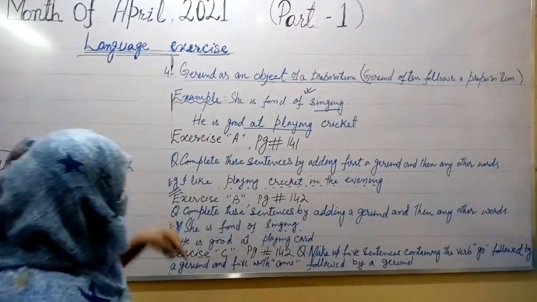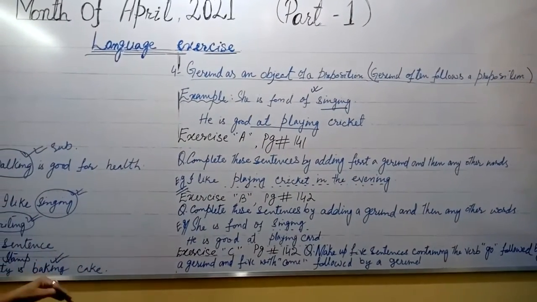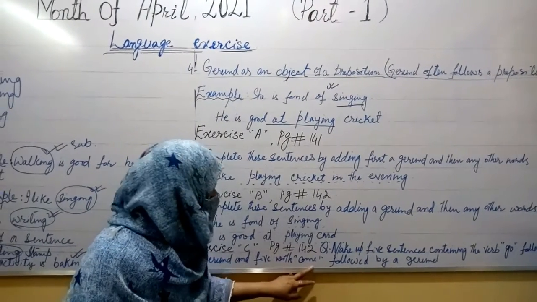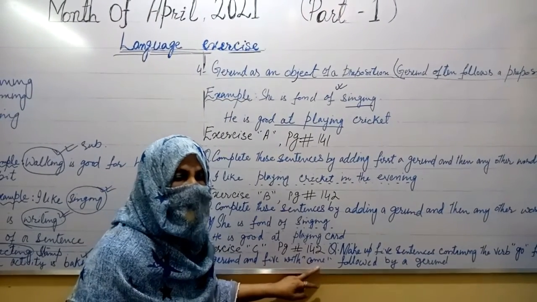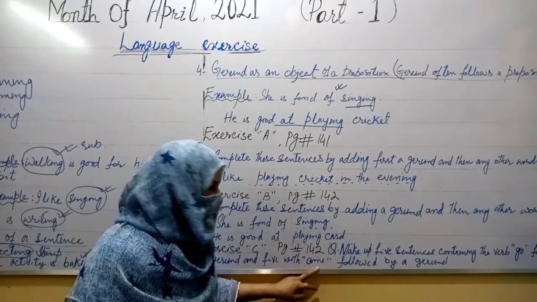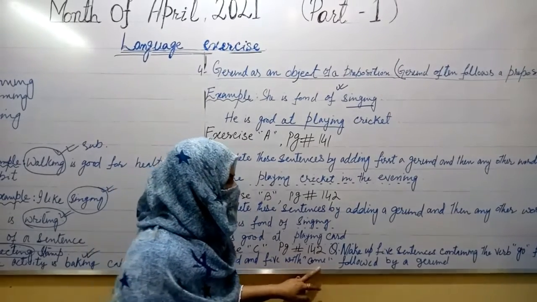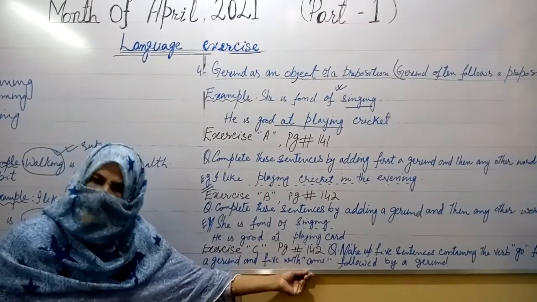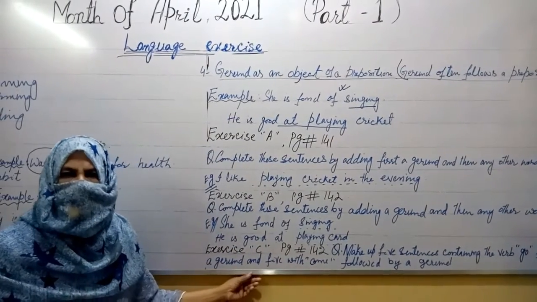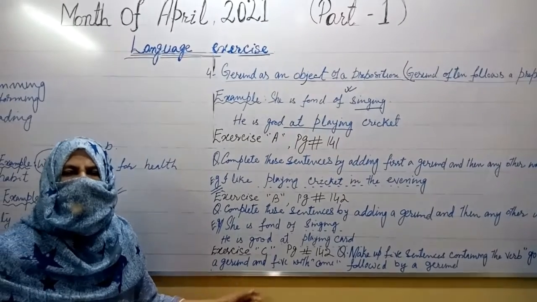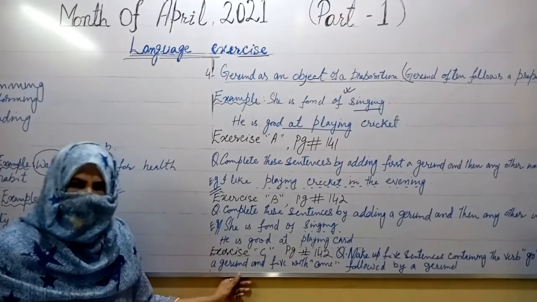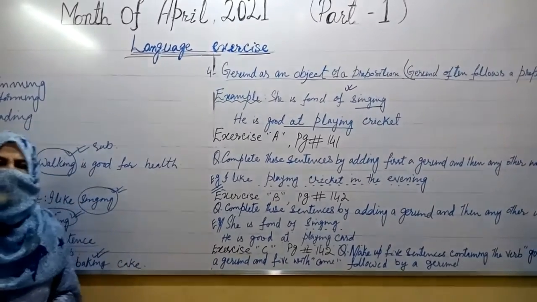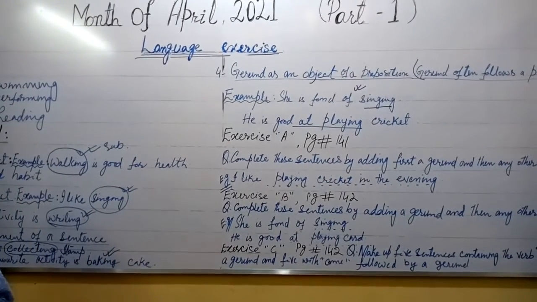Then again you will make 5 sentences followed by the gerund, but you will use the verb come here. In this way 5 sentences you will make with go and 5 sentences you will make with come. Got this point, beta? So in this way you have to do this exercise. Right? Let's move towards the next exercise.